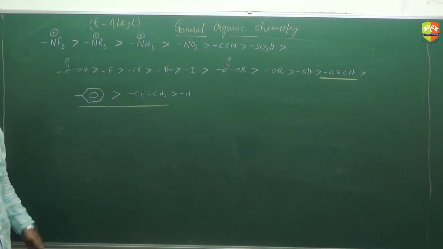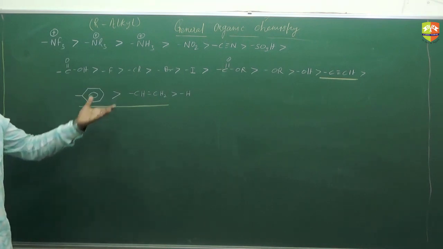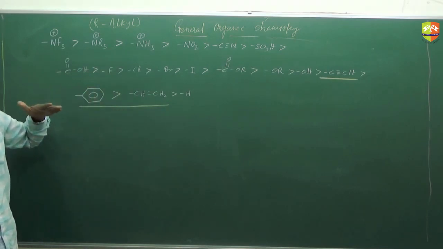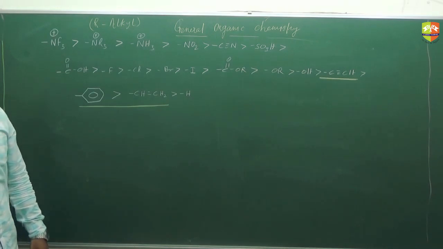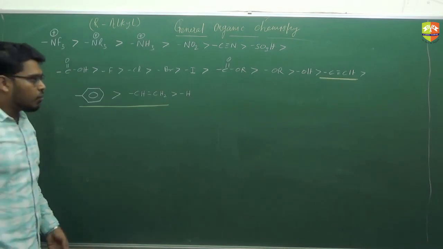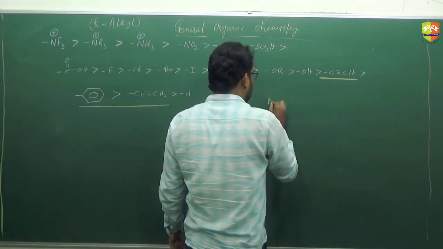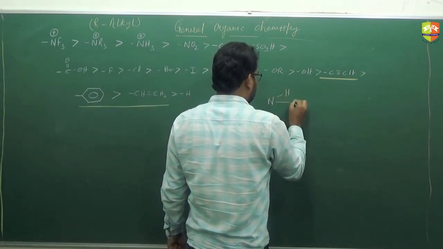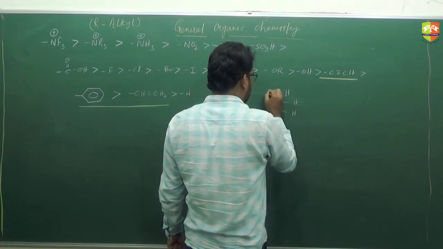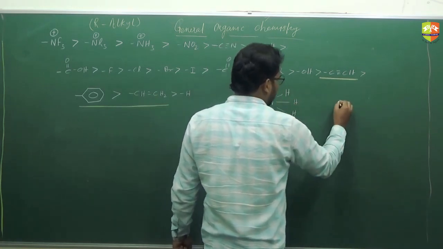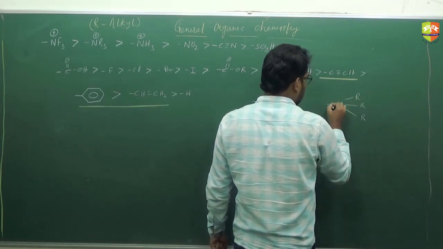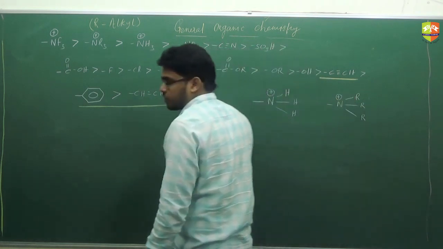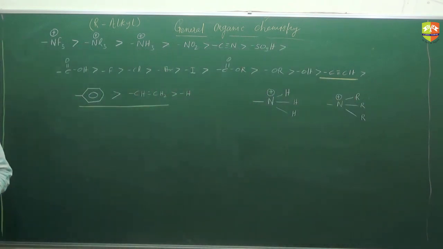And alkyl groups are generally electron releasing groups. These ones are electron withdrawing, but alkyl groups are electron releasing, plus I effect. Okay. Now one thing you see, NH3 plus and NR3 plus. Which one of these has more minus I effect?